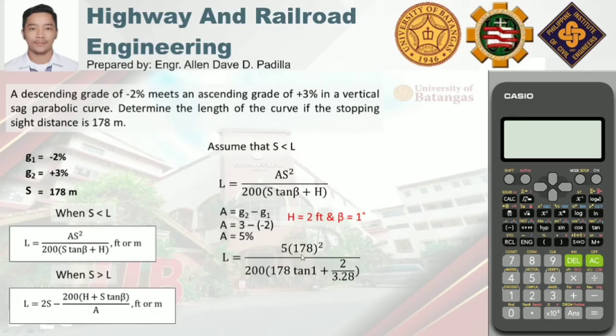So, we have L equal to A is 5, S is 178 squared divided by 200 multiplied by 178 tangent 1. So, yun yung S tangent beta. 178 tangent 1. Plus 2 feet. Kasi yung ating stopping sight distance is in meters. So, i-convert natin yung 2 feet into meters. So, that would be 2 divided by 3.28 since 1 meter is equal to 3.28 feet. So the answer is 213.12 meters.